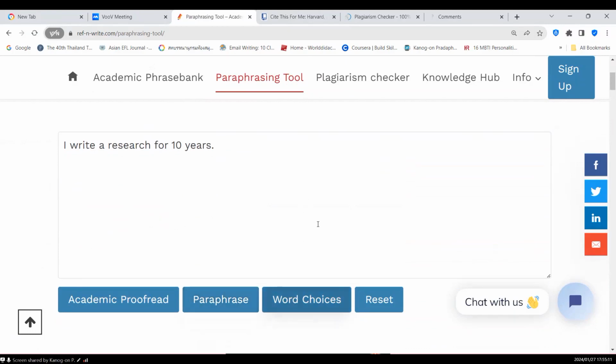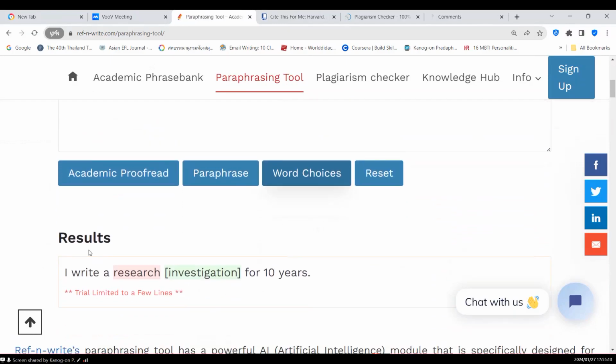And then the next one will be word choice. Word choice will provide other terms. It is actually like synonyms. For example, the word research, you might replace with the word investigation. So you might read and recheck whether this is the term you want to use or not.